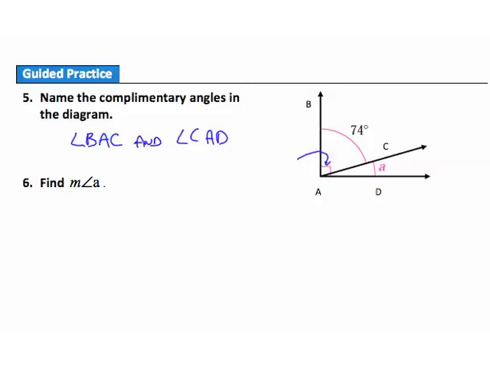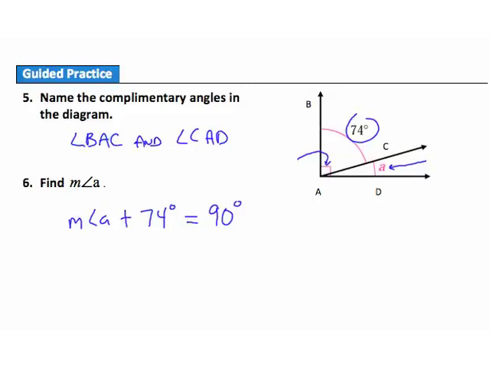Question 6. Find the measure of angle A. Well, we're trying to find the measure of this little angle here. We know that these two angles are complementary, add to 90 degrees. So if I take the measure of angle A and I add that to the next angle, which we have listed up there as 74 degrees, together those things make a complementary angle, which means they're going to add up to 90 degrees.